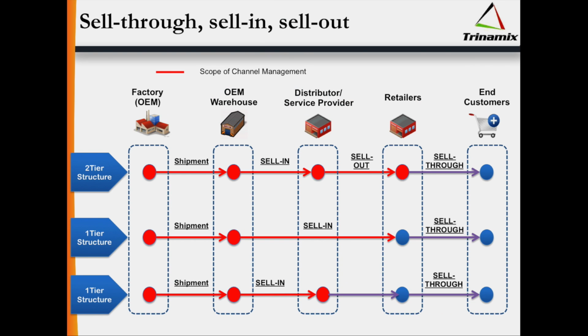It supports multiple tier distribution architecture, which includes factory, OEM, warehouse, distributor, and retailers. With them, we can have many versions of single-tier architecture or 2-tier architecture as well, where you track the numbers at your site, distributor site, and also at the retailer site.